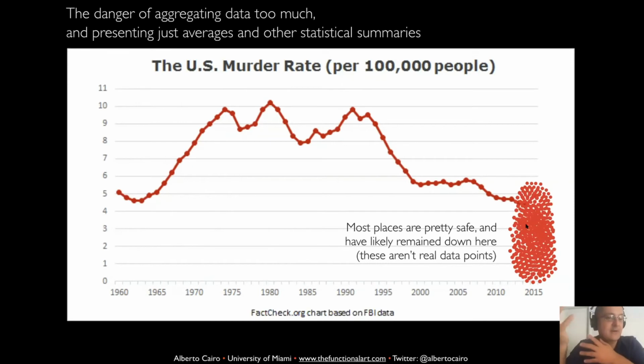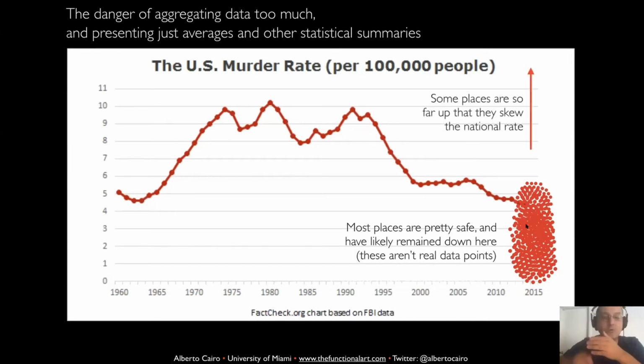The challenge is that there are places in the United States that are extreme values, outliers. There are certain cities, certain towns, certain neighborhoods that have become so dangerous in the past 3 or 4 years that it will go through the roof if we try to plot them on the chart. And those extreme values or outliers, they distort the national rate, right?